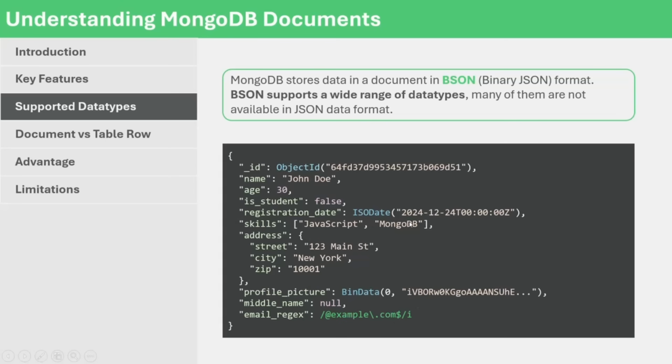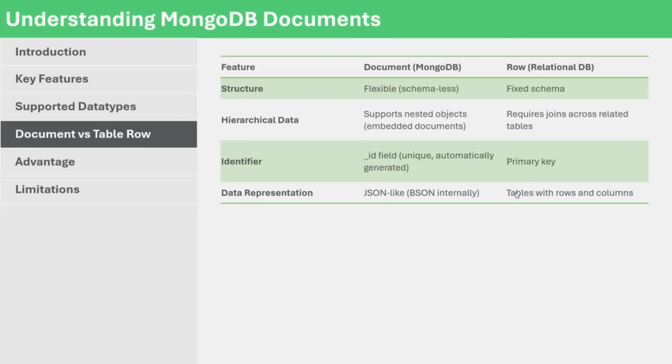So in this way, we have a lot of data types in BSON data format. Now, let's try to understand the difference between a document in a collection in MongoDB and a table row in a relational database. As I mentioned before, a document is similar to a table row in a relational database. But the difference is documents are flexible, they are schemaless. But in a relational database, when we create a table, we have a predefined schema. Every row in that table should have the same number of columns.